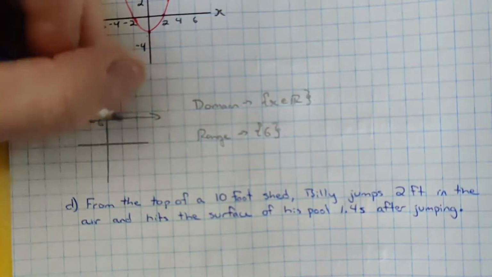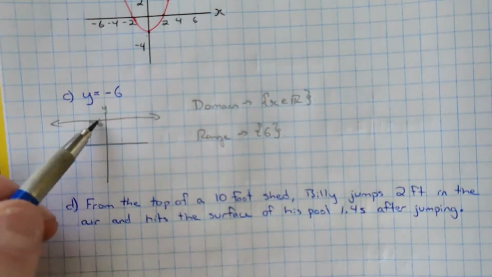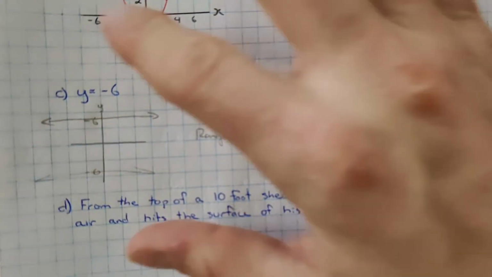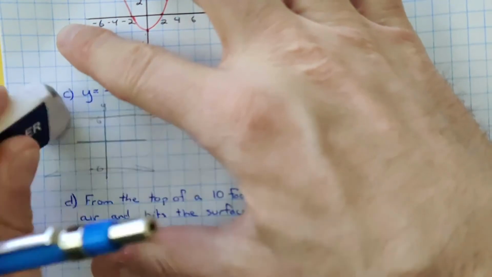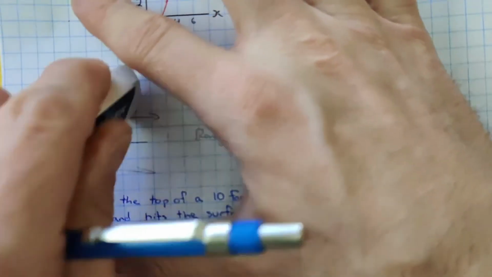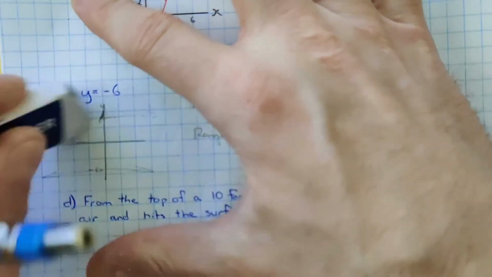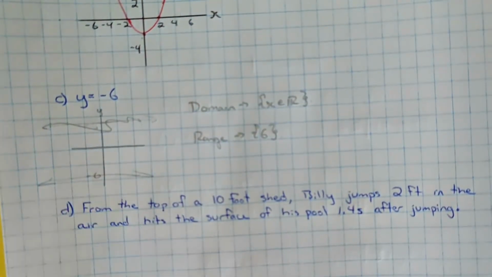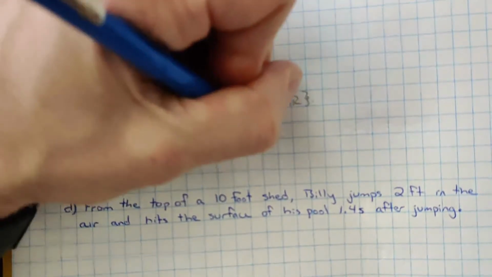Sorry, I did that whole backwards. That should be down here at -6. That's way wrong. Thanks for catching me. Yeah, so that whole top part, bad. -6 down there. Y is equal to -6.